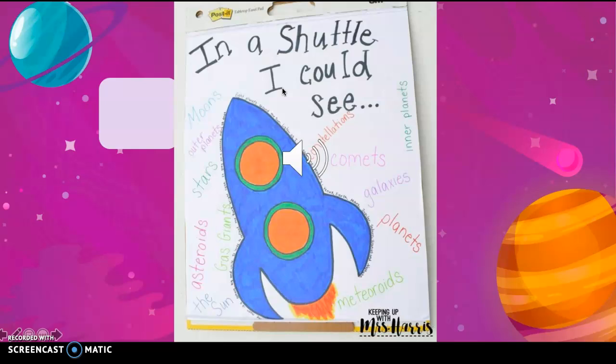So in my mind, this would be up at the front of the class on an easel, and it would have been a collaborative approach as a class. So we would see originally the picture of the shuttle, and then the words "in a shuttle I could see," and the students would shout out what they would see while in a space shuttle. This also fits the outcome in the space exploration unit, where students investigate innovations used in space exploration. So that's where I would tie this one in, and we would go on to discuss further.